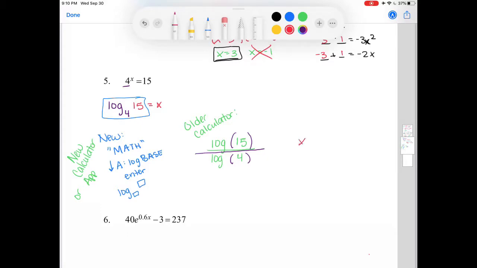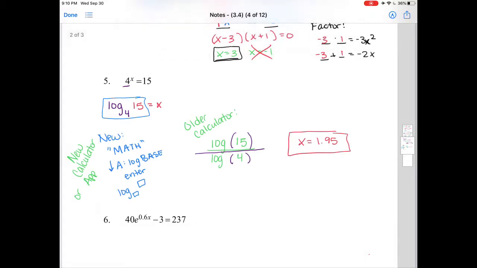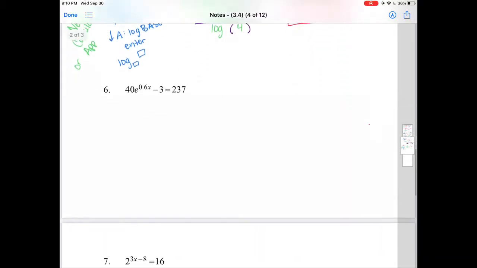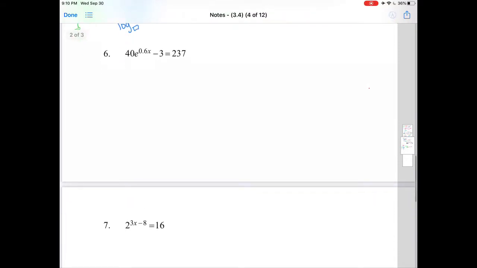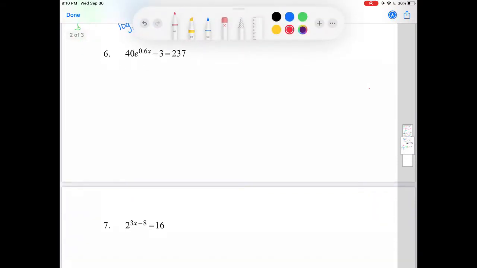All right. And again, always make sure that we are rounding to the nearest hundredth. And our final answer, depending on whatever calculator you use, you should get the same thing, should be 1.95. Okay, make sure you're getting that practice in on your calculators. You are allowed them on the test. All right, 2 more left.